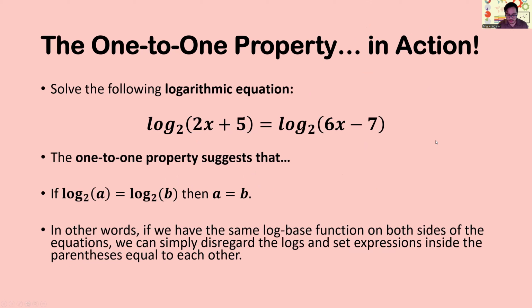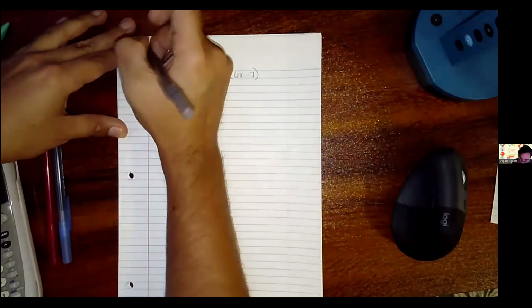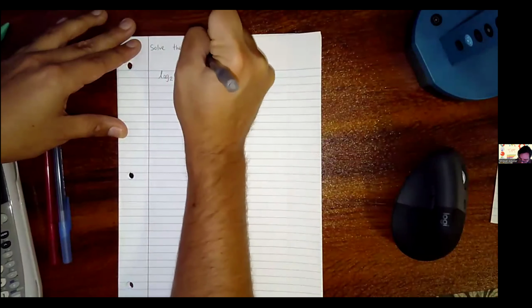So let's start off with our first one here. We have log base 2 of 2x plus 5 is equal to log base 2 of 6x minus 7. I'm going to go ahead and switch back to pencil and paper so that we can solve the logarithmic equation.